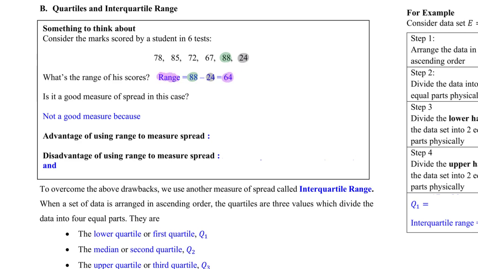Is this a good measure? Well, not exactly, because there is an outlier of 24 here. Do you notice that most of the data is between here, while this 24, which is an outlier, which is the extreme value, is far away from the rest of the data?